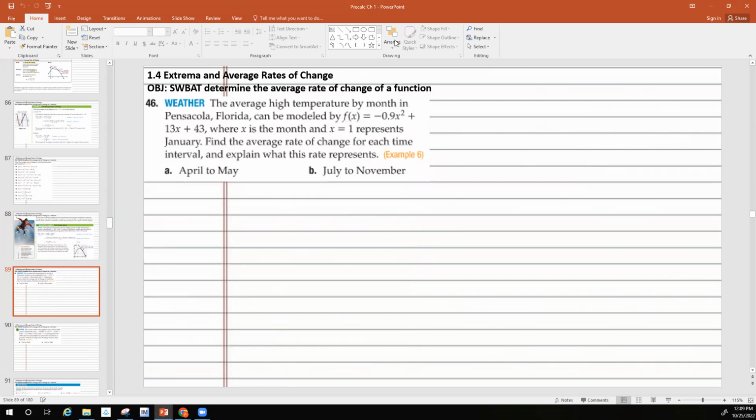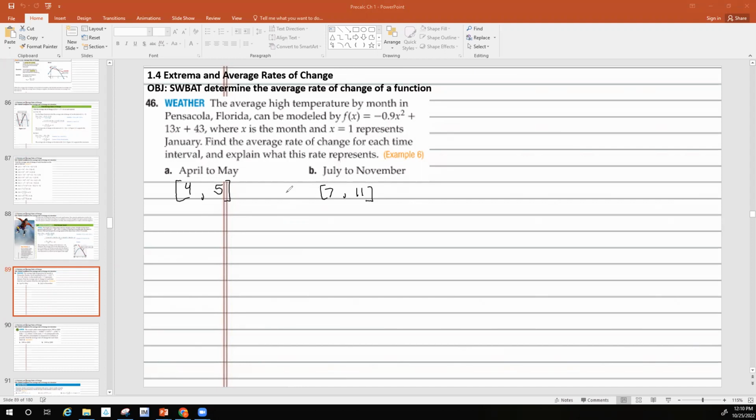Okay, so here they give us months. And like any test, if they give you a real life problem, then you have to try to associate a number with those things that they gave you. So here, April, if January is 1, April is going to be 4. It's the 4th month. And then May is the 5th month. So 4 to 5. July is the 6th month. I'm just kidding, the 7th month. To November, which is the 11th month.